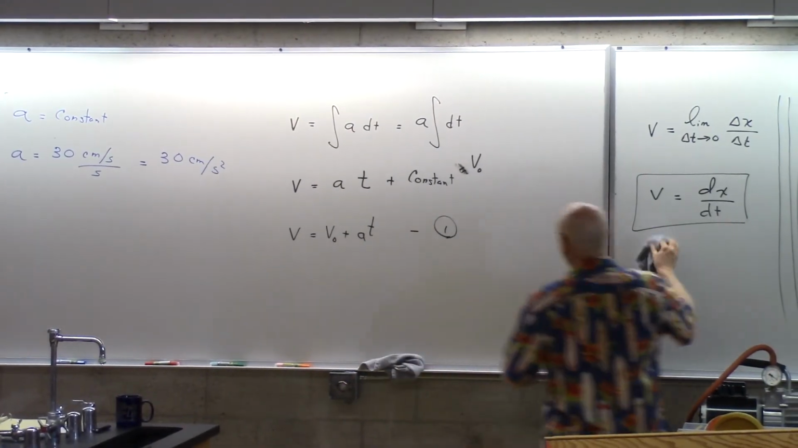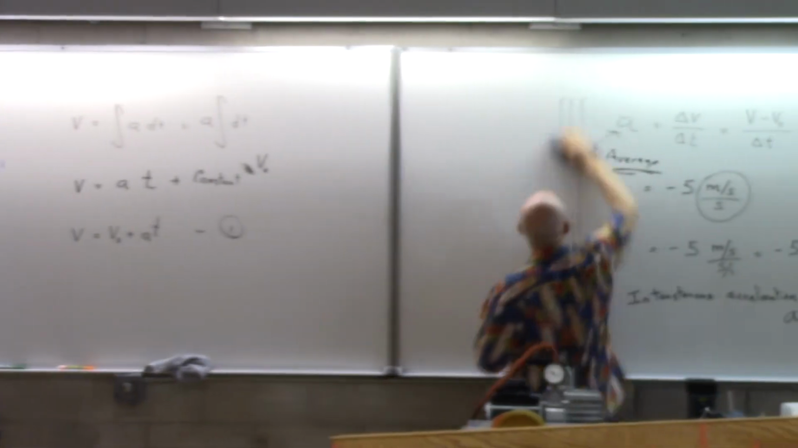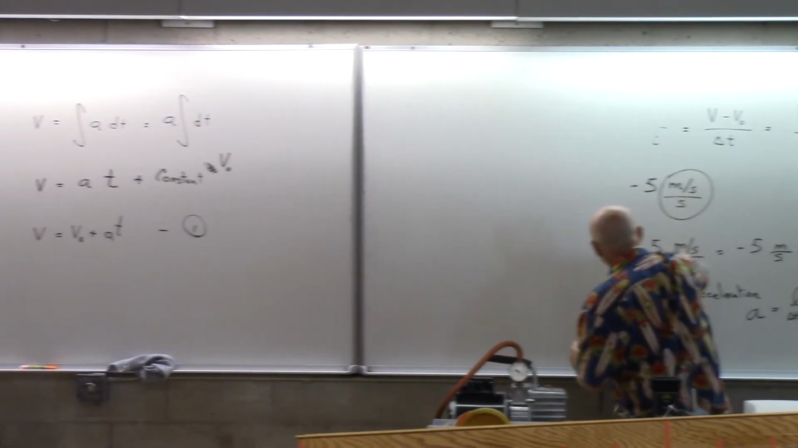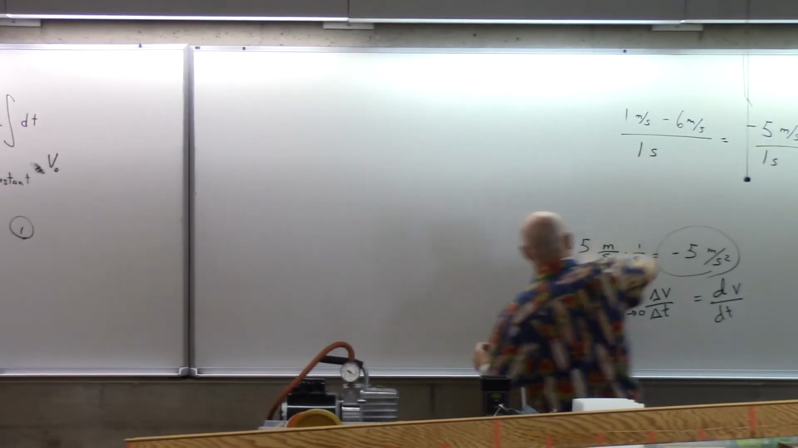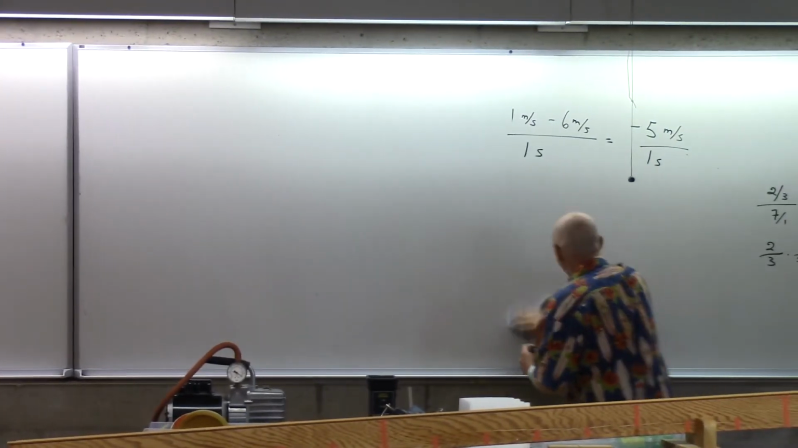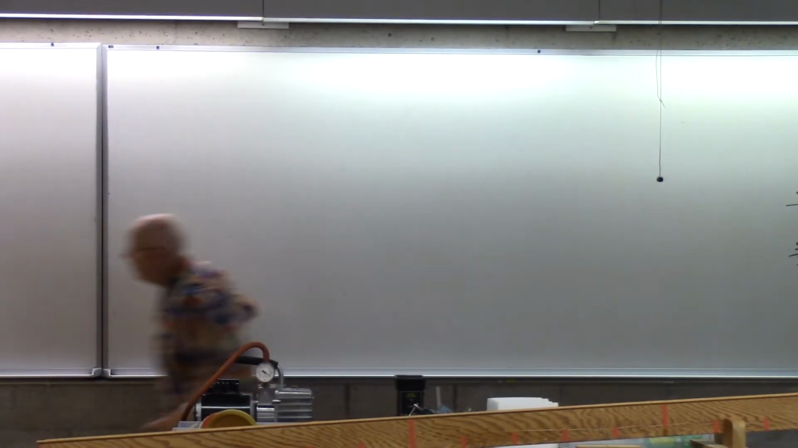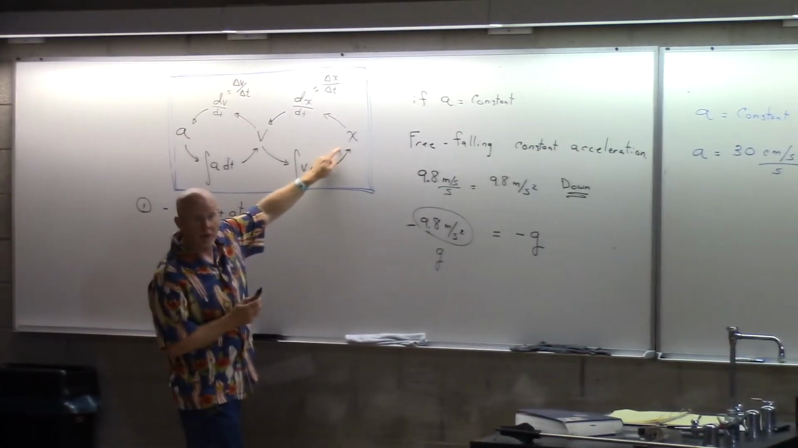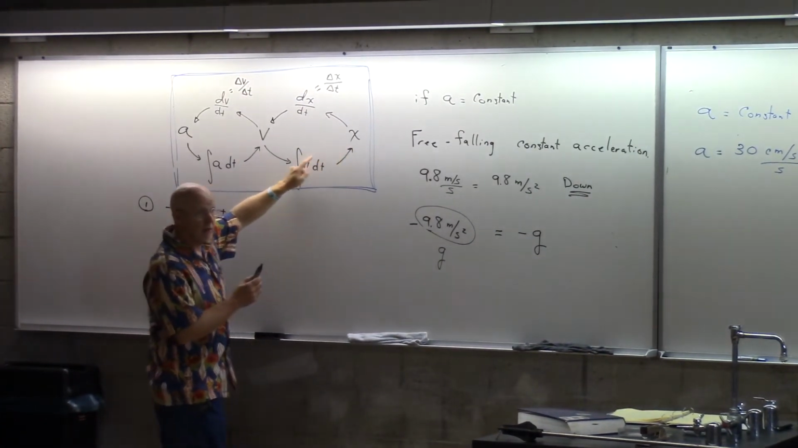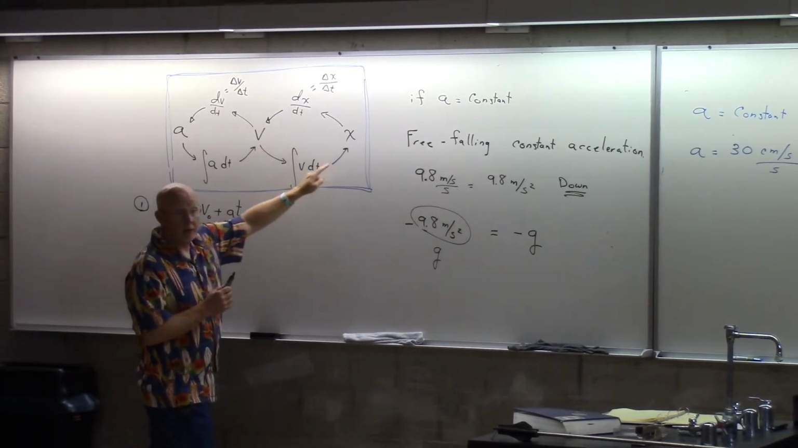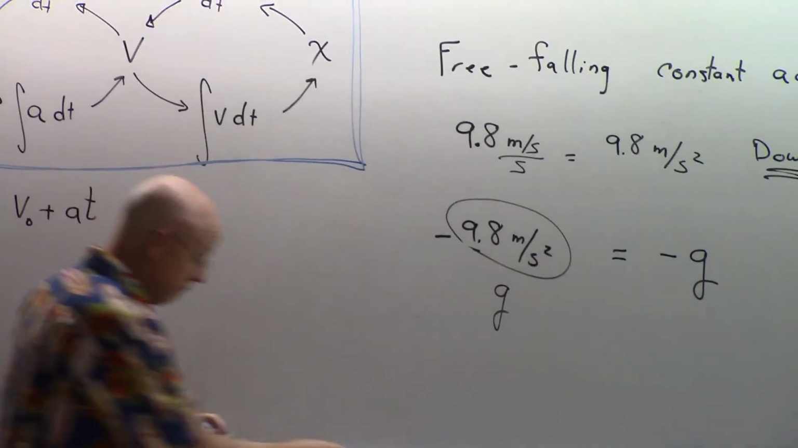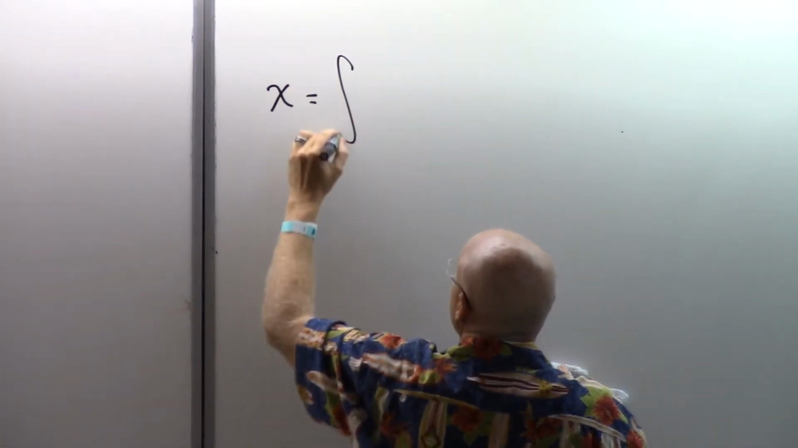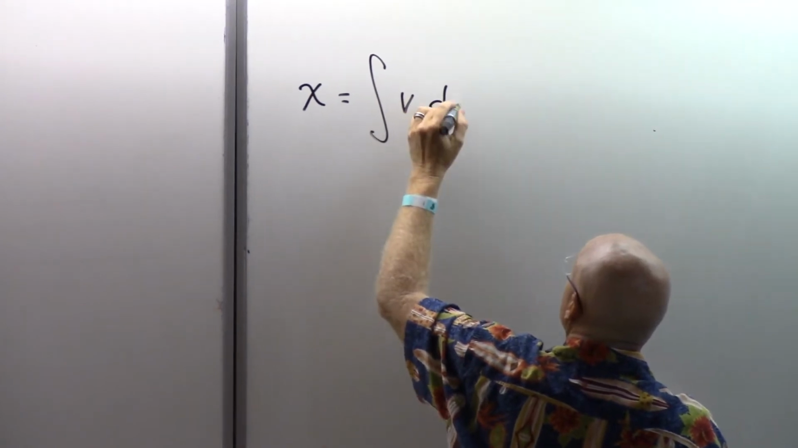Now, let me take the next step here, because you saw this in the chart right here. Could I get an equation for position? Yeah, if I do what? Integrate velocity. So let's give that a try. So this says I get an equation for position if I integrate velocity.